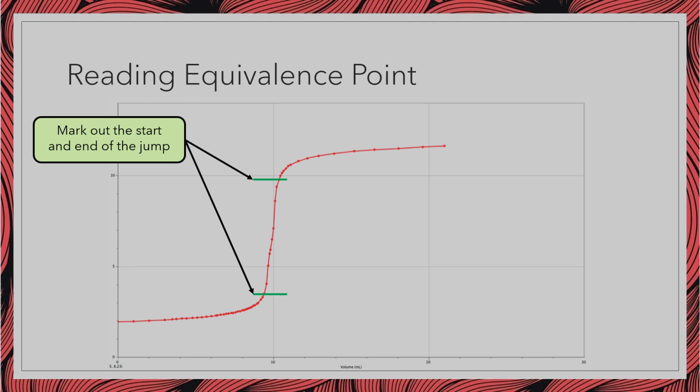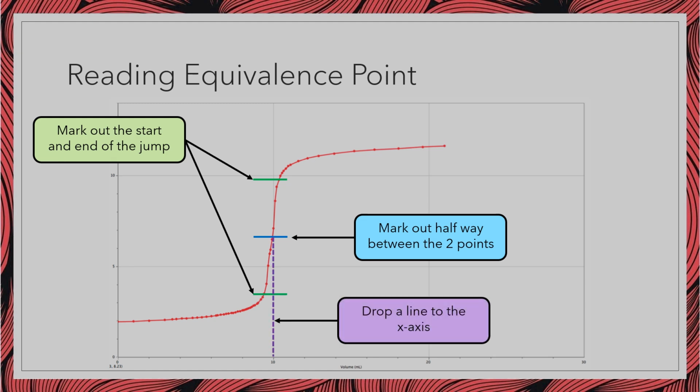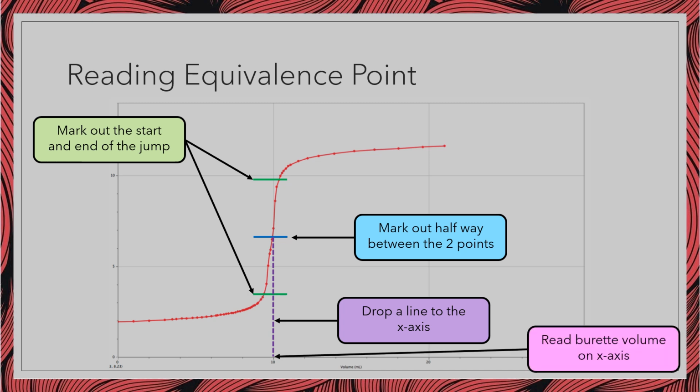So before that point, it's not increasing rapidly. I mean, it's starting to increase, but it hasn't started increasing rapidly. But we mark out this top and the bottom. We halve that, so halfway up the jump. That is the point of our equivalence point. We then drop a line straight down to the x-axis. So in this case, if we read it, I know it's very small, but it's 10 mils. Okay. So we read the burette volume on the x-axis.